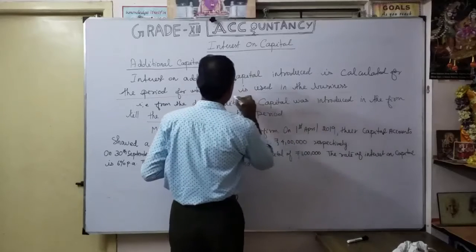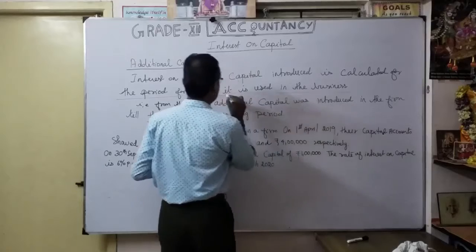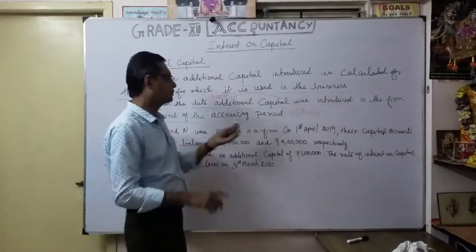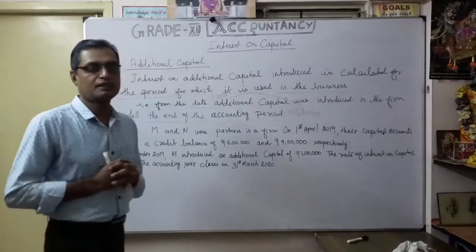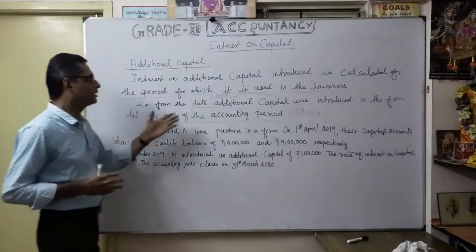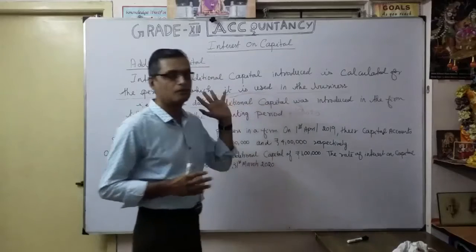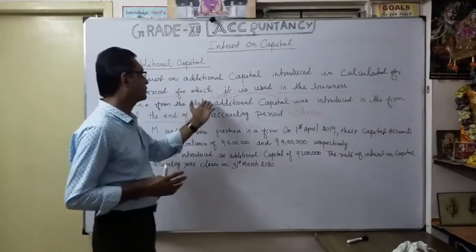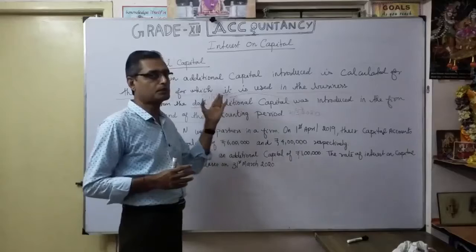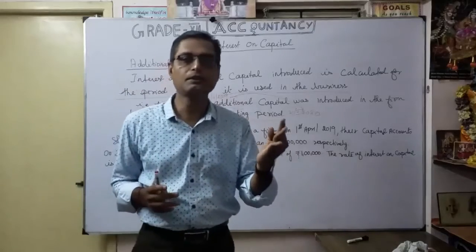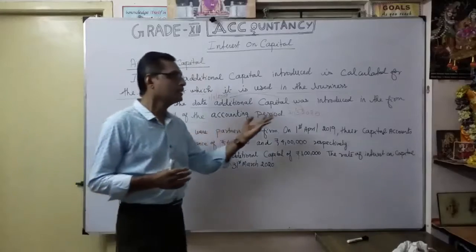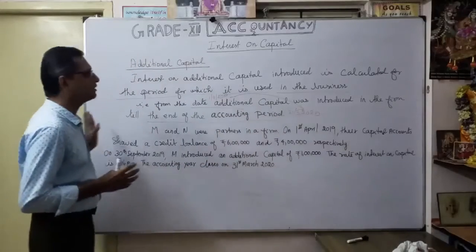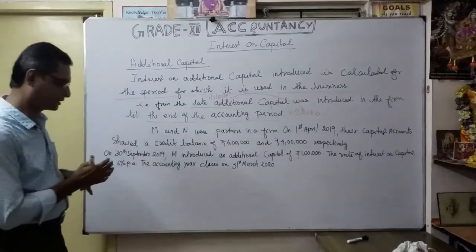So for the period from the introduction date to the end of the accounting period only, we are going to calculate interest on capital. Okay. So here, how many months? For example, whatever capital is introduced, from how many months are we going to count? September, October, November, December, January, February, March. So totally 7 months. Okay, so likewise we are going to calculate. Now let's see one example here.